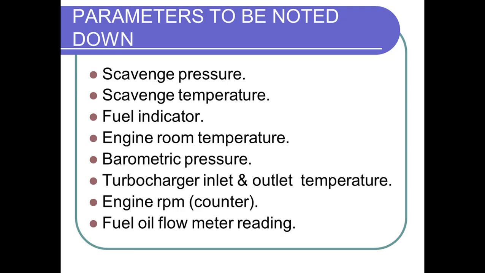Now, what are the parameters? Every company, based on their SMS, has a certain procedure for taking the performance or indicator diagram. So you take out the printout of that blank form and note down those parameters. Some of the key parameters which are common everywhere, which we note down for the calculation, are scavenge pressure, scavenge temperature, fuel indicator, engine room temperature, barometric pressure, turbocharger inlet and outlet temperature, engine RPM, and fuel oil flow meter reading. The fuel oil flow meter reading is noted in the beginning and at the end.